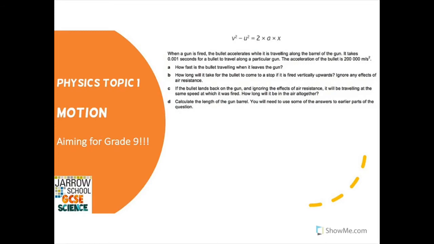Part A, we need to use the equation a equals v minus u over t, and we're actually solving for v. So what we need to do is rearrange that to get v minus u equals a times t. We're then going to substitute in the values for a.